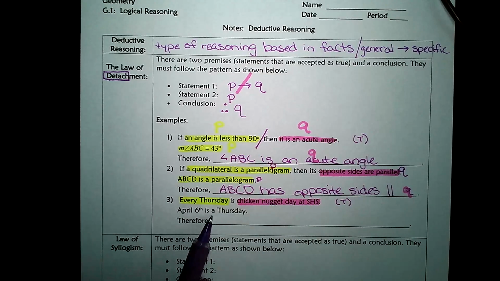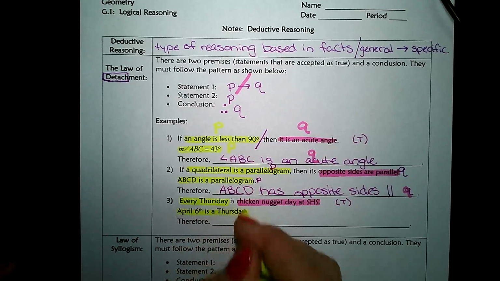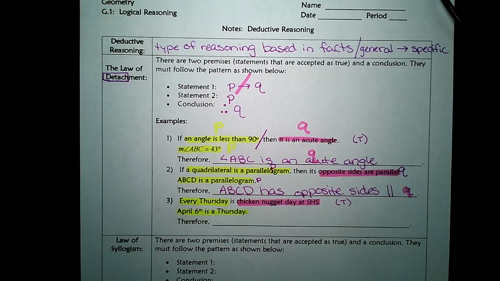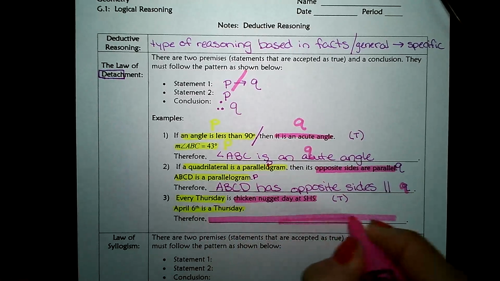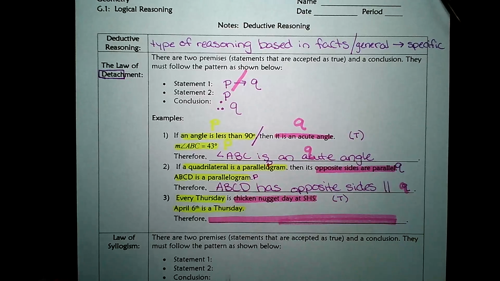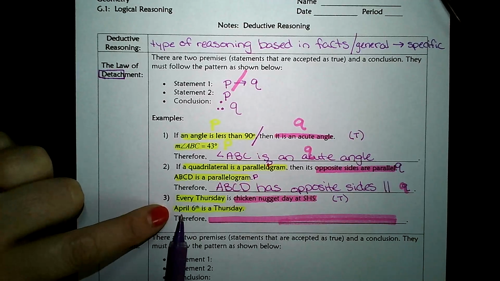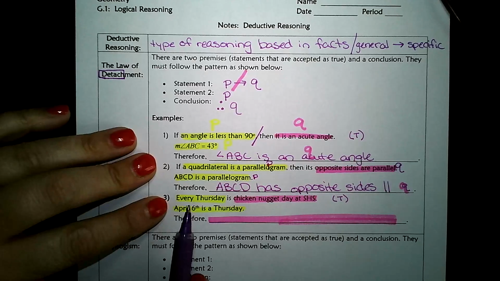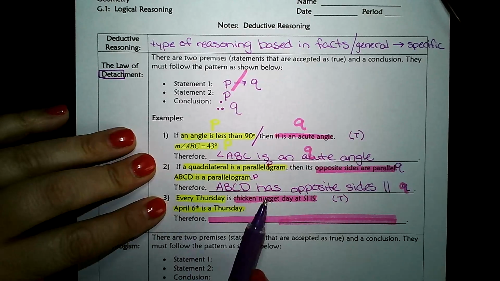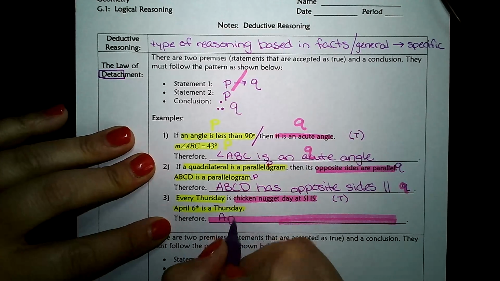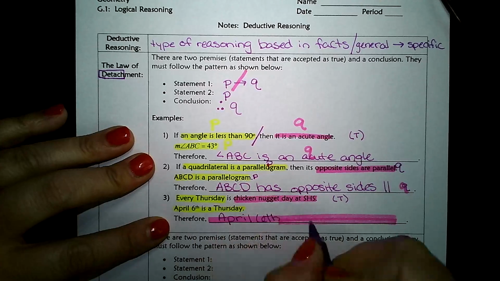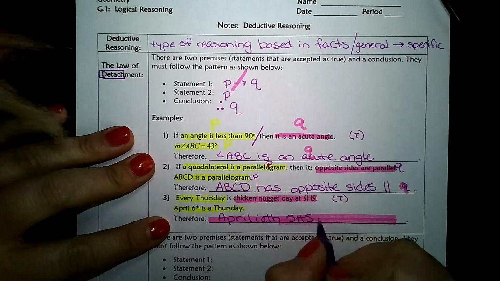Well, on April 6th, it's a Thursday. That's a specific day of the month. That's back to our P statement about Thursday. Therefore, I need something about the Q statement. I need something about the conclusion that's also about April 6th. So what do we know about April 6th now? If every Thursday is Chicken Nugget Day at SHS, and April 6th is a Thursday, therefore, on April 6th, SHS will serve chicken nuggets.